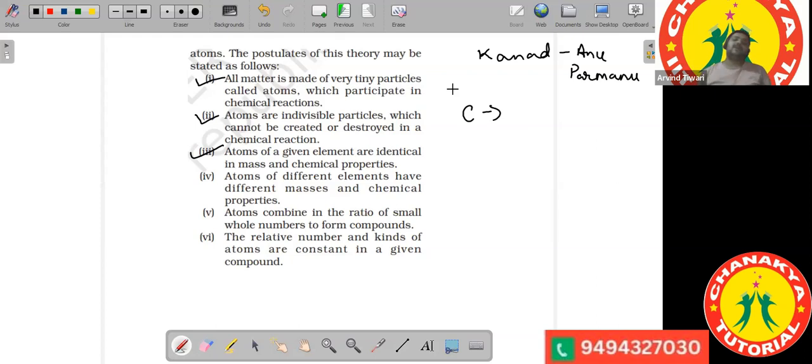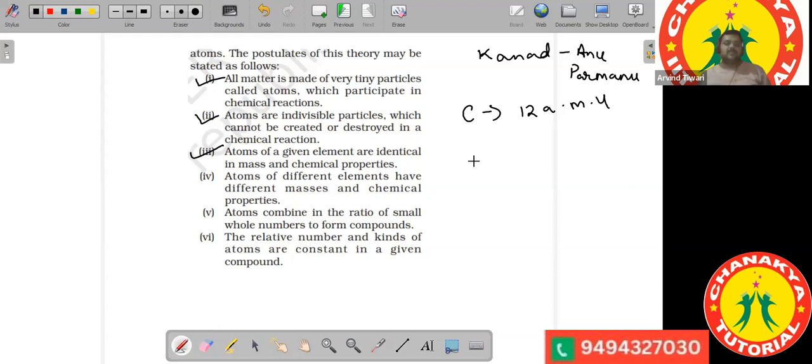That means if you take an atom of carbon, its mass will always be 12 AMU, and it will always have 4 electrons in its outermost shell. So this property, this is your third point, that atoms of a given element are identical in mass and chemical properties.